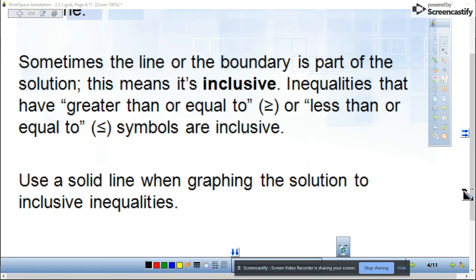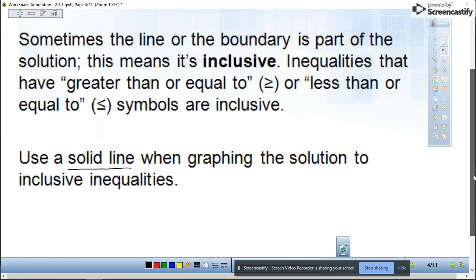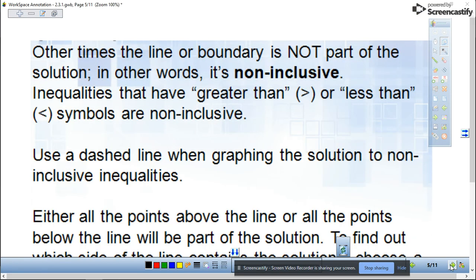Right here. Use a solid line when graphing the solution with an inclusive inequality. In other words, greater than or equal to, or less than or equal to, and it's got the "or equal to" part. When it doesn't have the "or equal to" part, which is greater than or less than, it's called non-inclusive, which basically means you cannot include that boundary line.